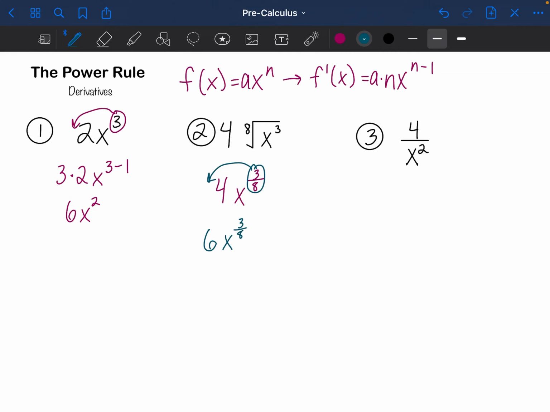6x to the 3 over 8 minus 1. All right, minusing 1, well, that's just the same thing as doing 8 over 8. So we got 6x to the negative 5 over 8. I like to just leave it like that.